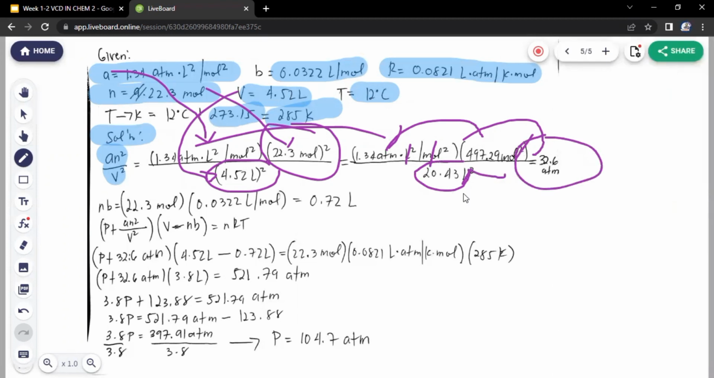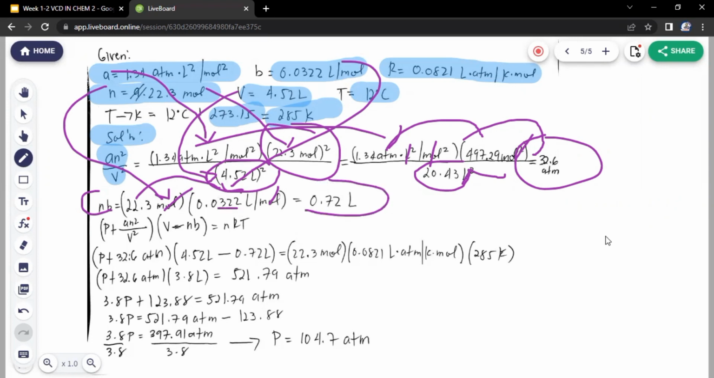The next thing that you need to do is find the value of your N B. To find the value of your N B, plug the values again. The mole is 22.3 moles. The value of your B is 0.0322. Then cancel the mole unit. You will be left with the liter unit. Then 22.3 multiplied to 0.0322, that is 0.72 liters.